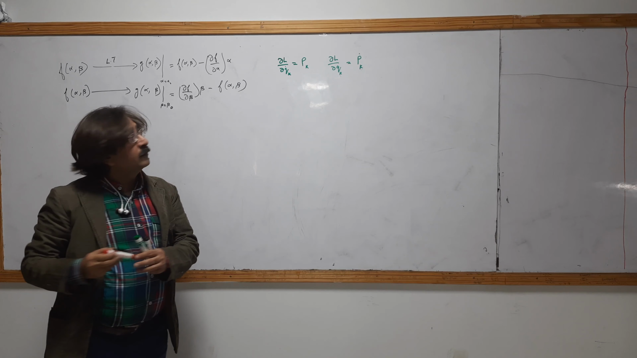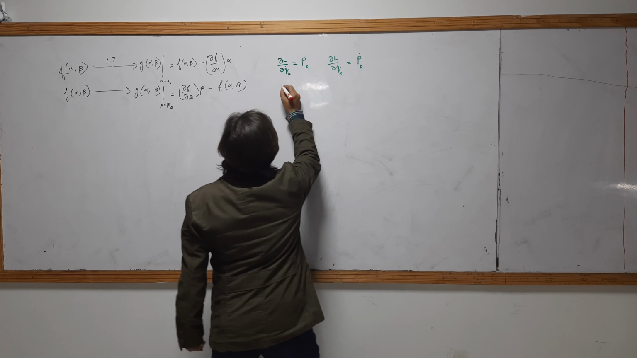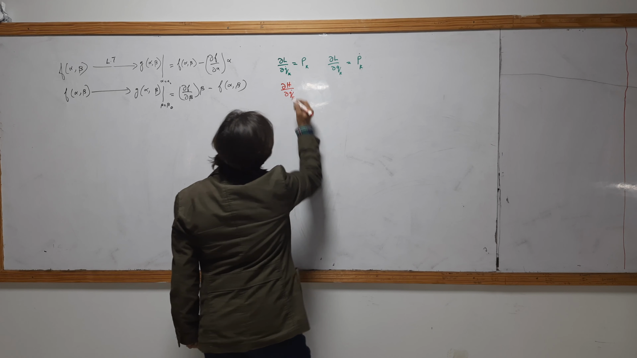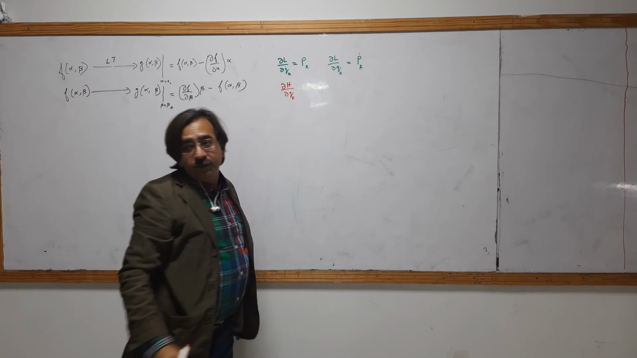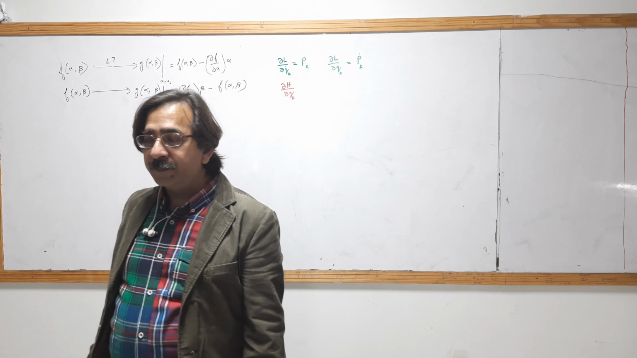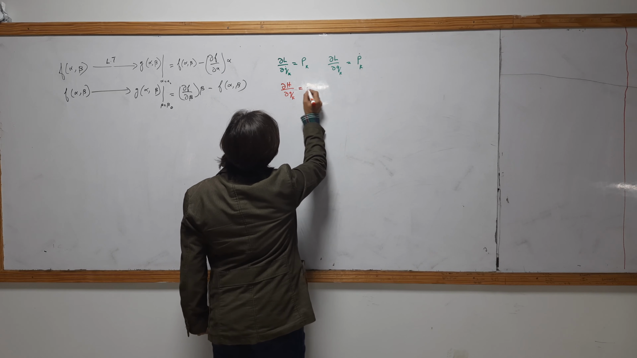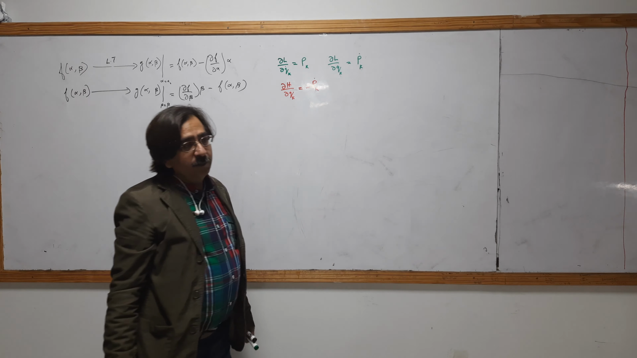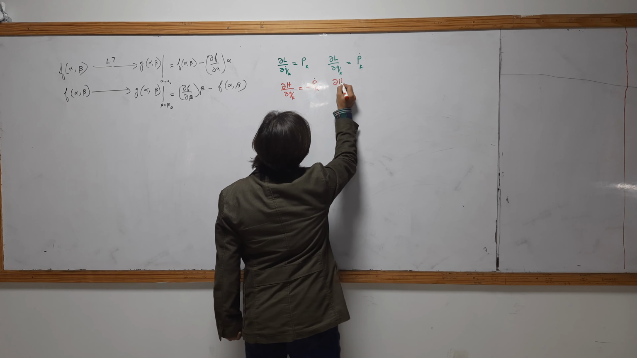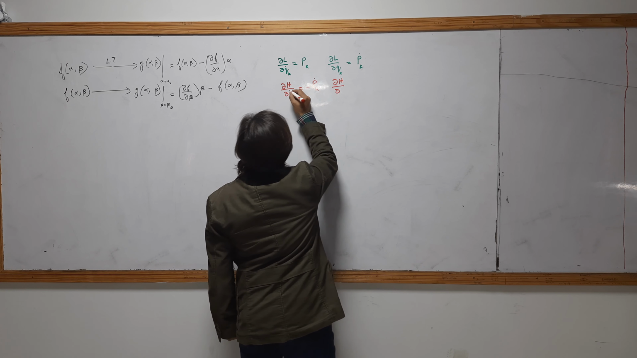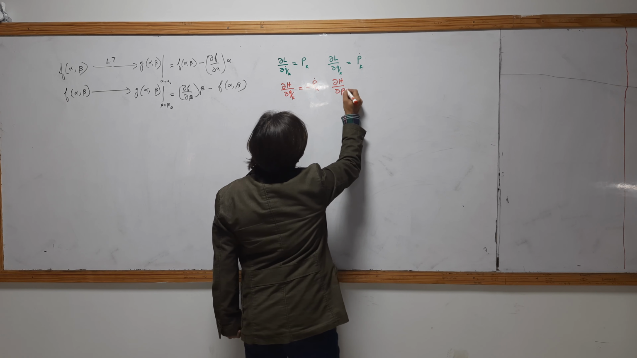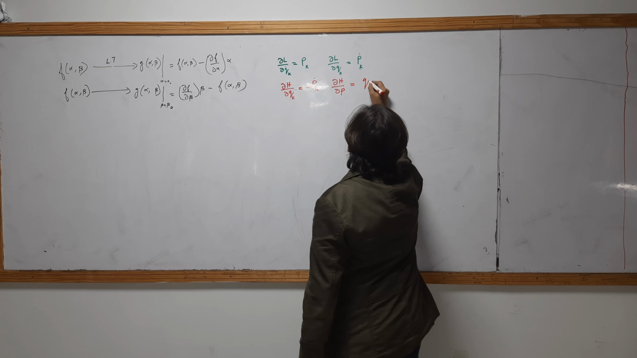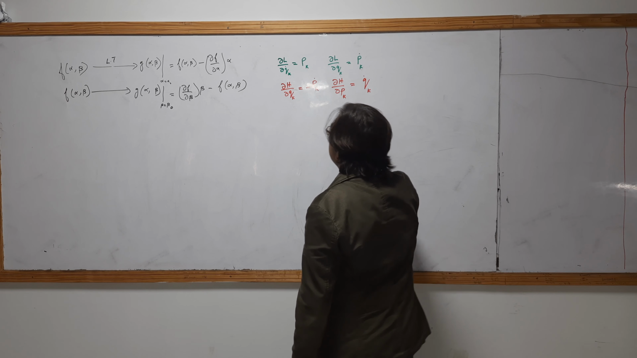And partial H over partial Qk. What is the value of this? Minus P dot K. If there is K, then there will be K. And partial H over partial P will be equal to Q dot.